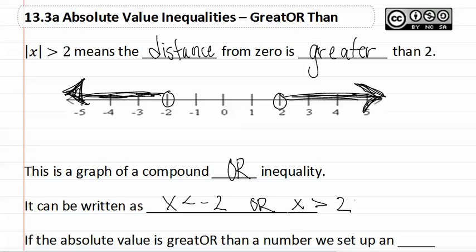So if we have a problem and it says the absolute value is greater than a number, then we're going to set up an OR statement. The way to remember this is to kind of misspell greater by calling it "great-or" to remember that it is an OR statement. Let's see this in the first example.